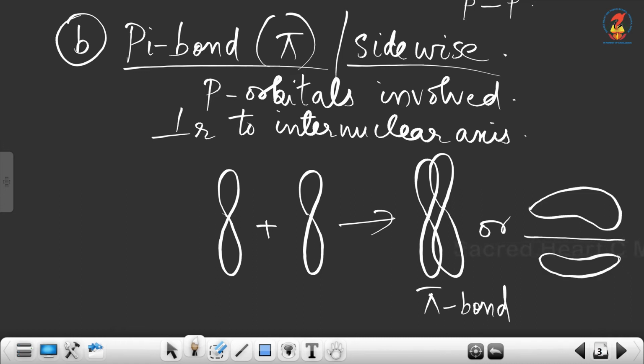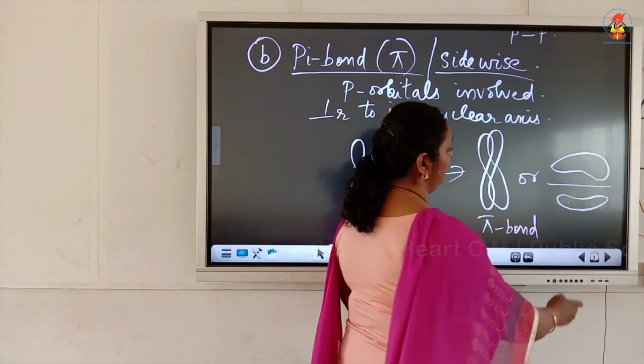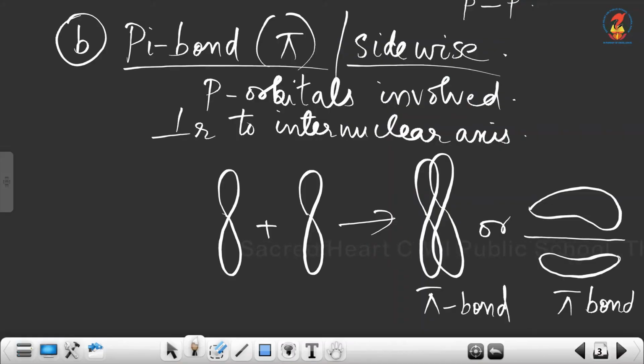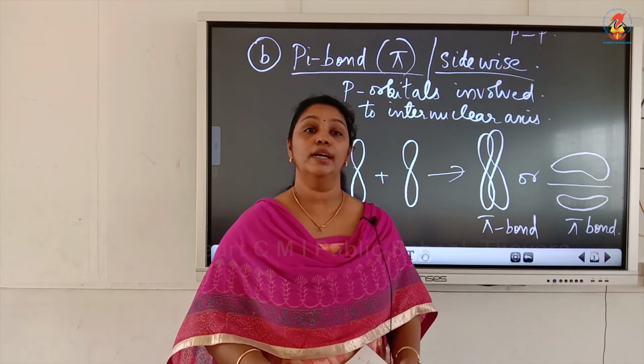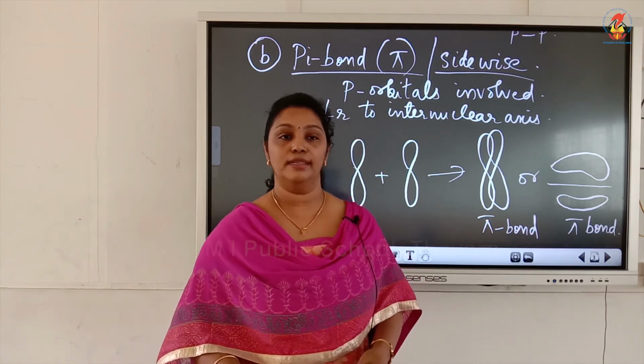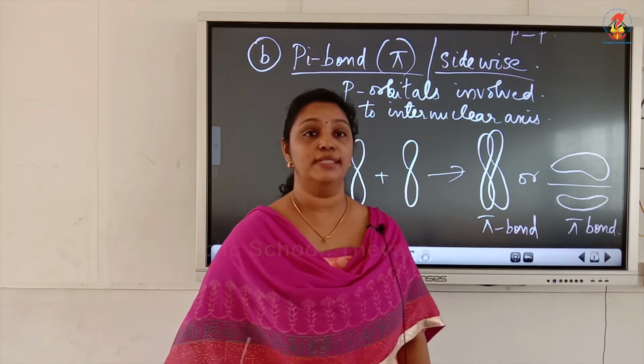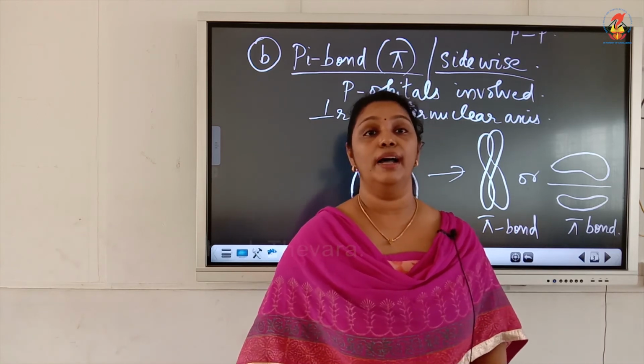Electron cloud above and below the plane of participating atoms. So, this is also a pi bond. This also represents a pi bond. Okay. So, pi bond is usually formed by p orbitals. Now, next we are going to see the strength of sigma and pi bond.